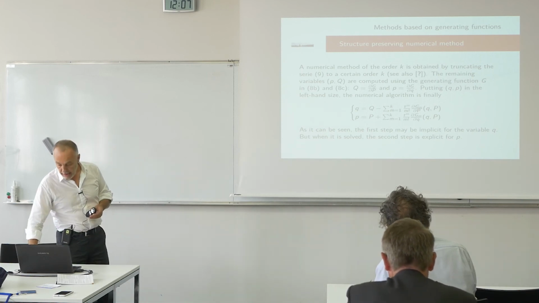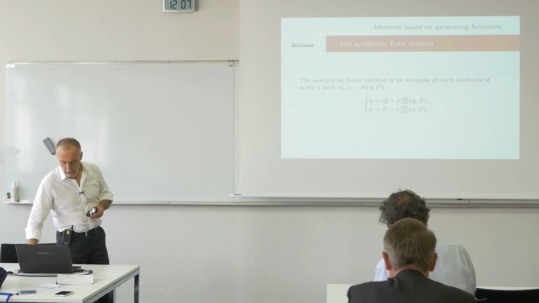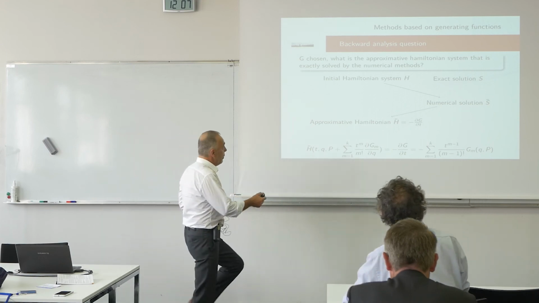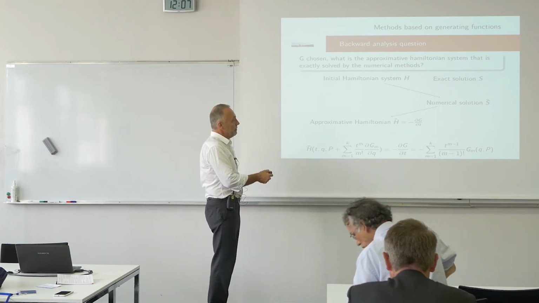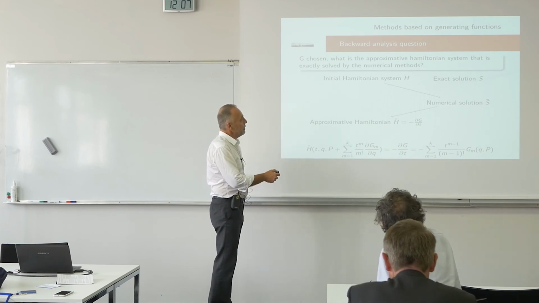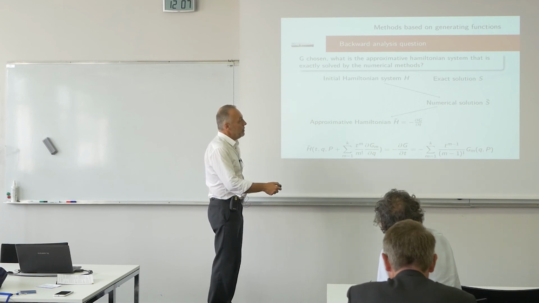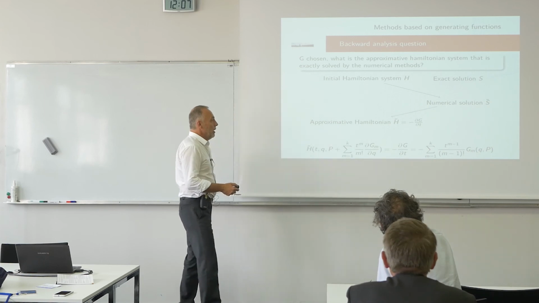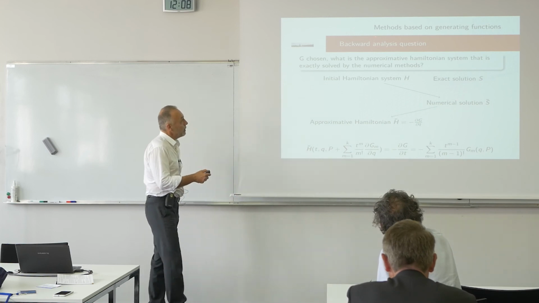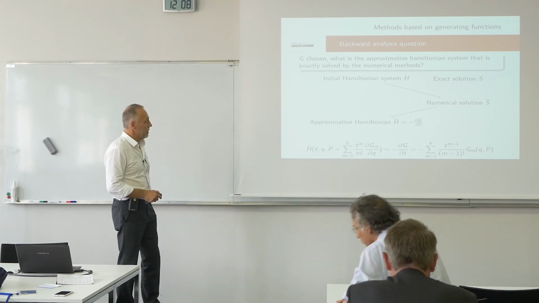The thing that is really important is that if we start from an initial Hamiltonian system, then we can obtain an exact solution. But with the numerical method, we obtain a numerical solution. And the question could be: for which approximate Hamiltonian is this numerical solution an exact solution? So this is the backward error analysis question.